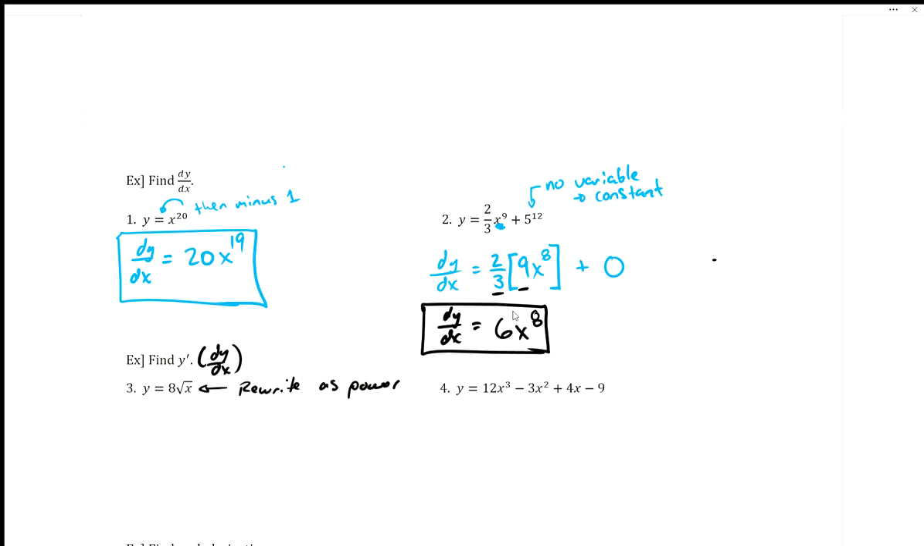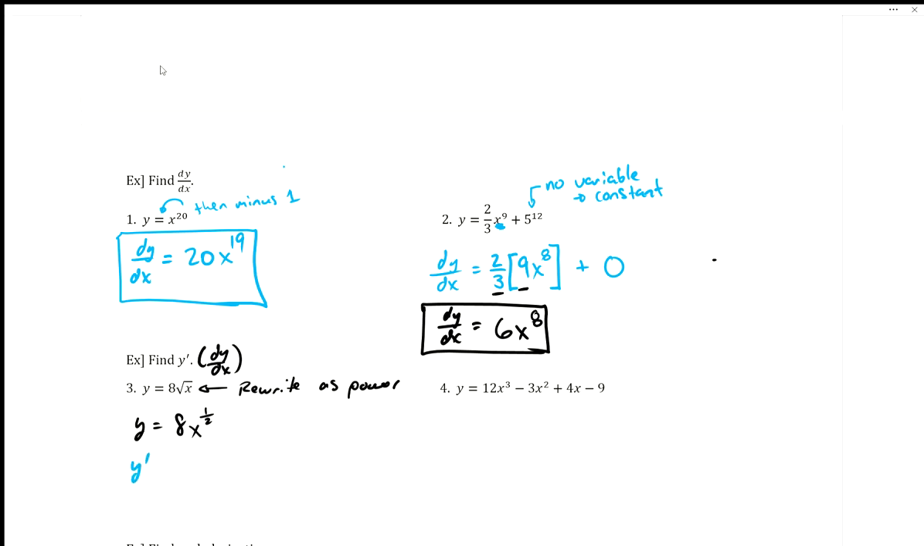Okay, so we have a square root. So we would want to rewrite that. So again, the 8 is there. And then the square root of x would be changed to x to the 1/2 power. So the square root of x and x to the 1/2 are the same. Now it's ready for us to do a derivative.